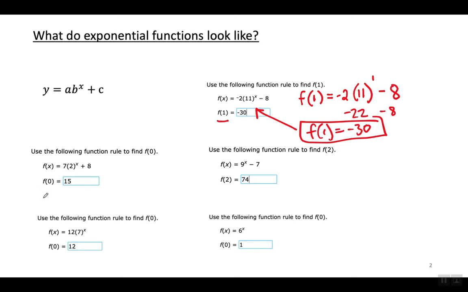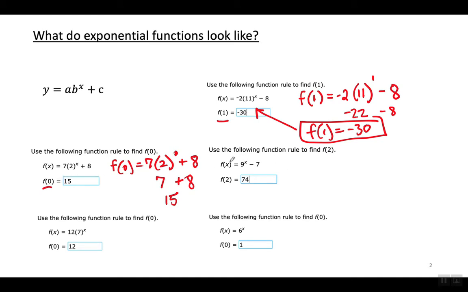Okay, same thing over here. Here they want us to find f of 0. So f of 0 means you're going to do 7 times 2 to the 0 power plus 8. Again, always follow the order of operations. You have to remember, any number to the 0 power always equals 1. So 2 to the 0 power is 1. 1 times 7 is 7, and 7 plus 8 is 15. So in this example, f of 0 equals 15.